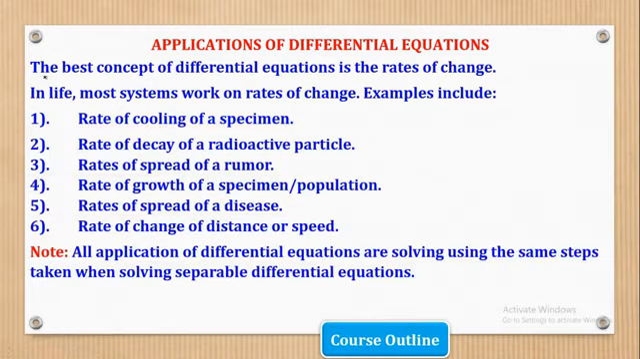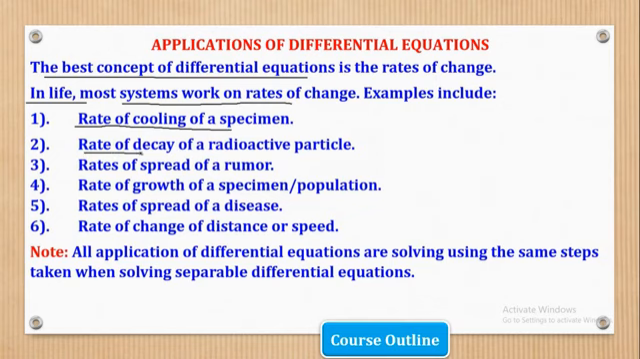So now application. The basic concept of differential equations is rates of change, and in life most systems work on rates of change, and these include: rate of cooling of a specimen, rate of decay of a radioactive particle, rate of spread of a rumor, then rate of growth of a specimen or population, rate of spread of a disease, and rate of change of distance or speed.